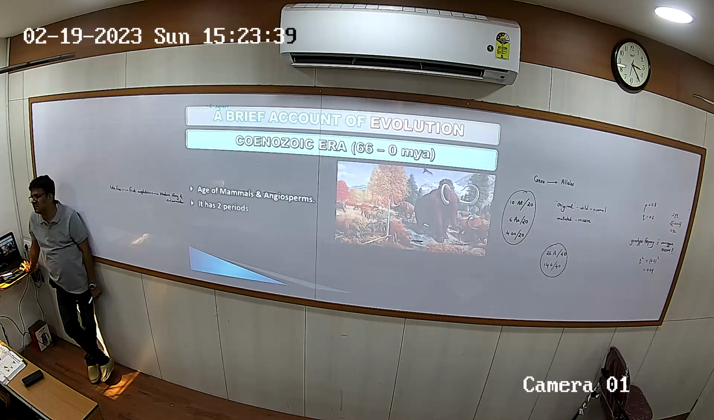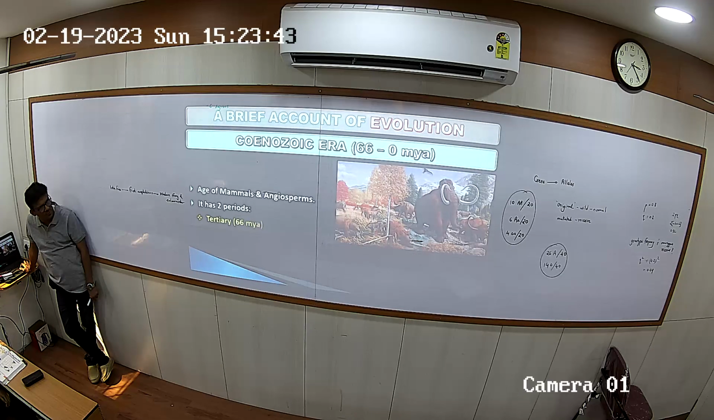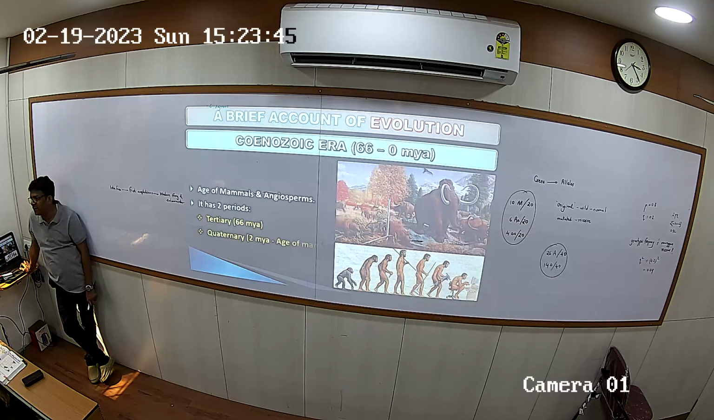This is the modern era, I mean the era in which we are living, the age of mammals and angiosperms, with two periods, tertiary and quaternary.